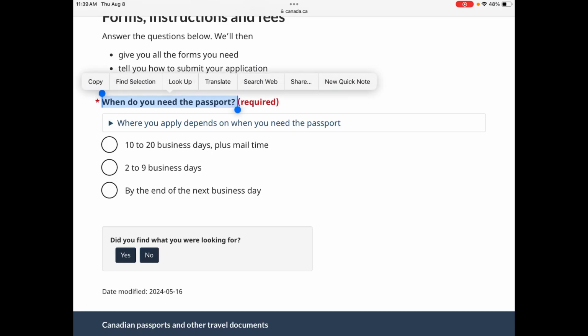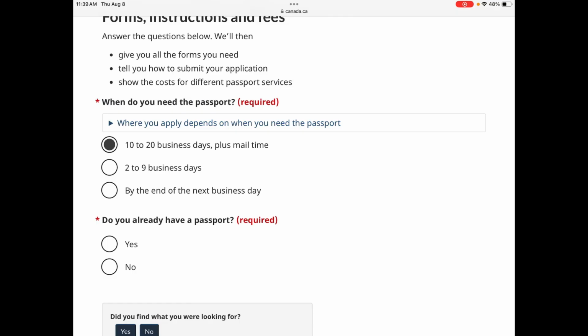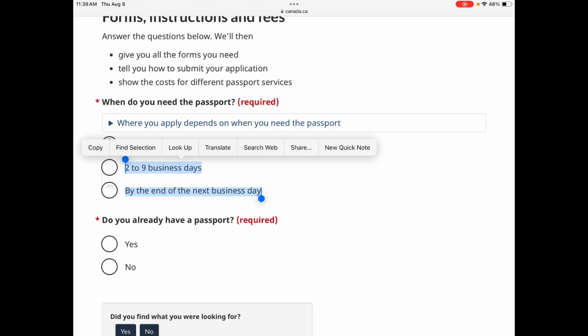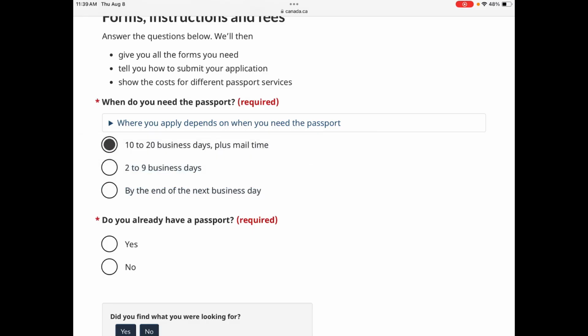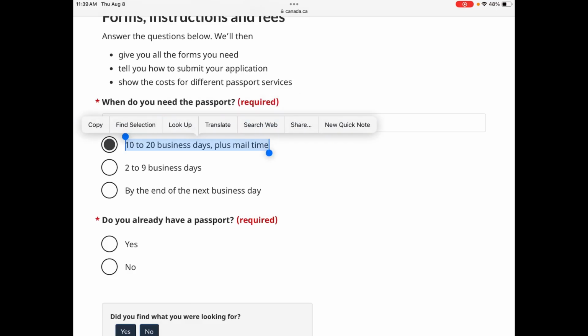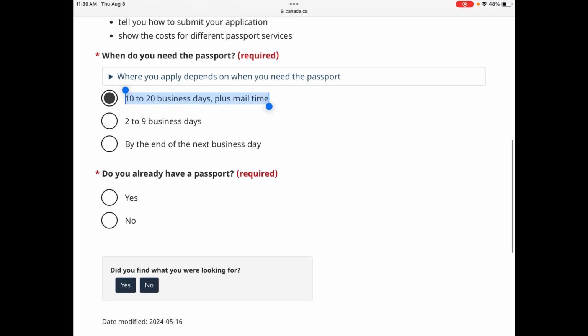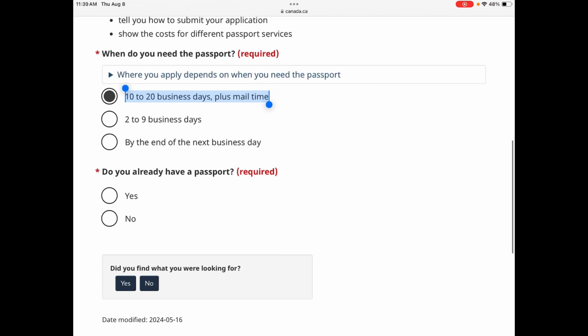I'm going to choose the first option. If you choose option number 2 or option number 3, then they're going to make you pay an extra fee, an extra urgent processing fee. So if you're not in a rush, I highly recommend you pick this option. Then you only have to pay the application fee and you don't have to pay the extra urgent processing fee. After you pick the option that is best for you, then you gotta move on to the next question.